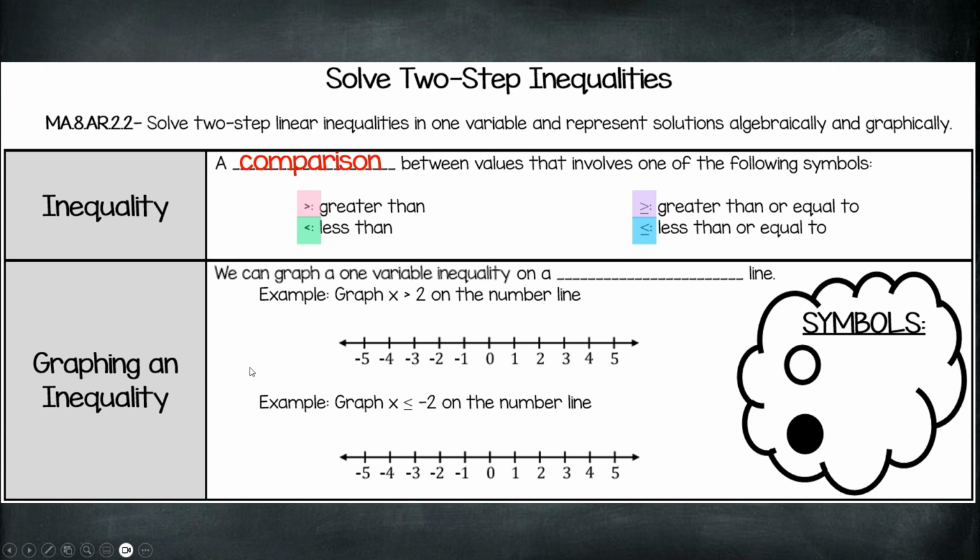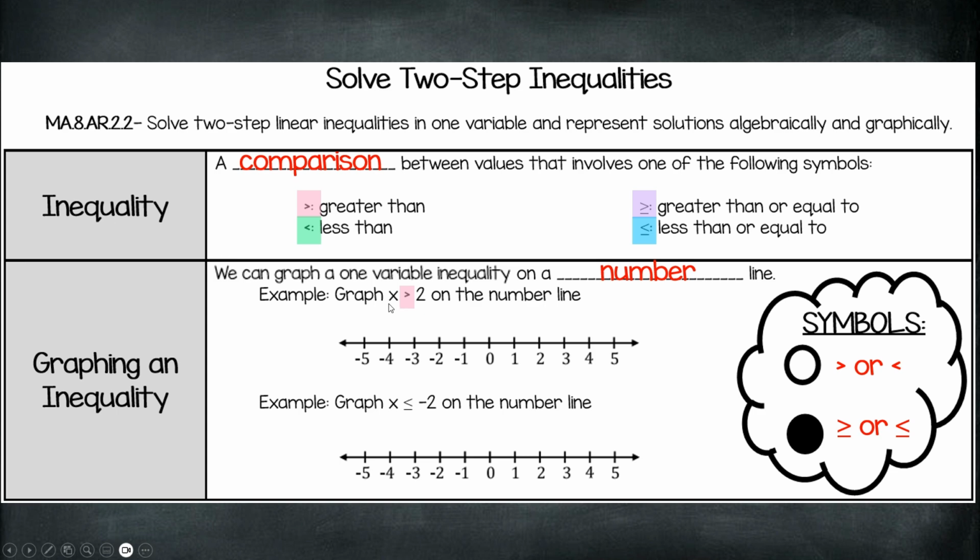So when we are graphing an inequality, we can graph a one variable inequality on a number line. For example, if x is greater than 2, to put that on a number line, we would do an open circle because it's just a greater than symbol. Notice open circles are used for greater than or less than symbols. Closed circles are for greater than or equal to or less than or equal to. The key difference between these is the equal part underneath the symbol.